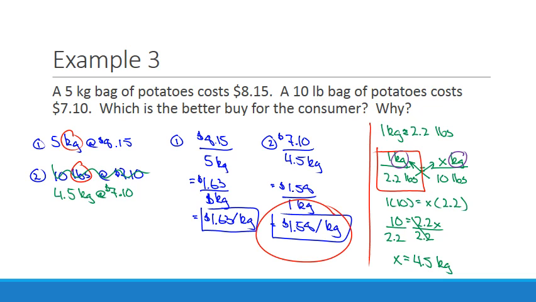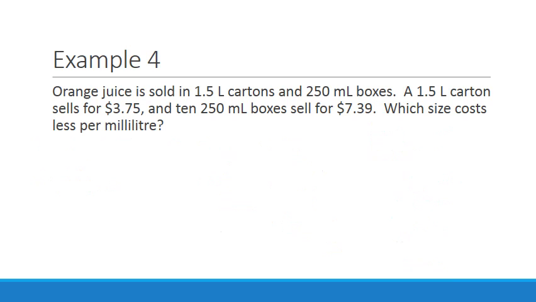We took these different amounts, 5 kilograms and 4.5 kilograms, and then we're able to determine what is the better deal. Okay, so let's look at one more example, and this example again is going to highlight the benefit or the usefulness of a unit rate. And really, unit rates for everyday things, like shopping, are really nice because you can determine what are better deals.